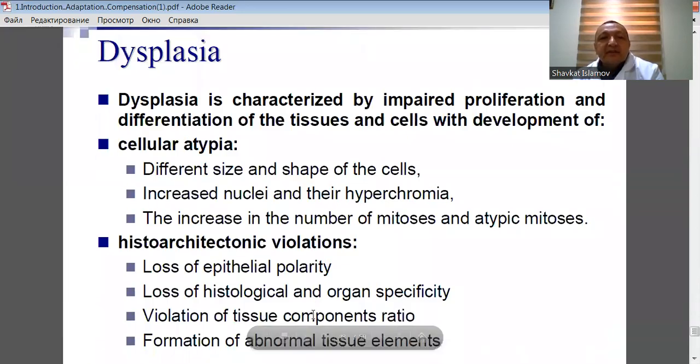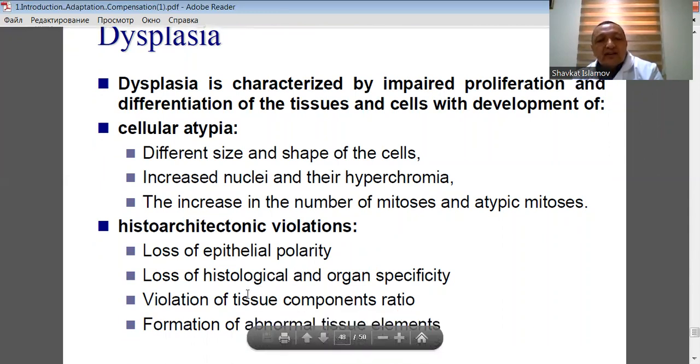Dysplasia is characterized by impaired proliferation and differentiation of the tissue and cells, with development of cellular atypia, different size and shape of the cells, enlarged nuclei and their hyperchromia, an increase in the number of mitoses and atypical mitoses. Histoarchitecture violation, loss of epithelial polarity, loss of histologic and organ specificity, violation of tissue composition ratio, formation of abnormal tissue limits.